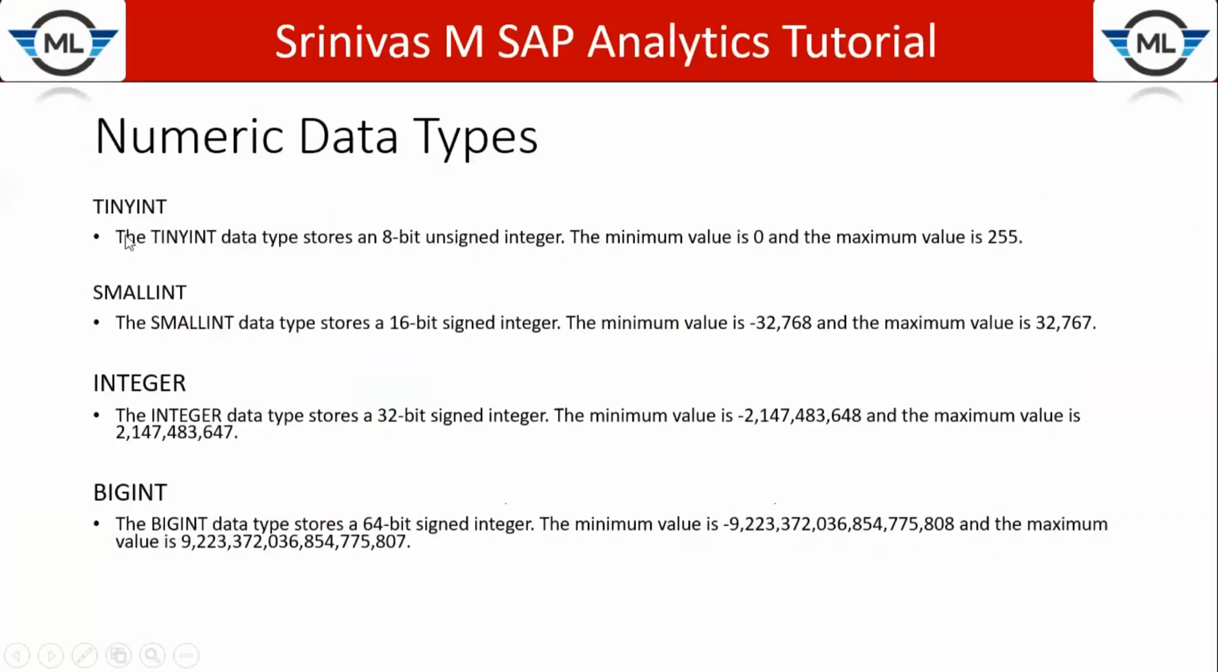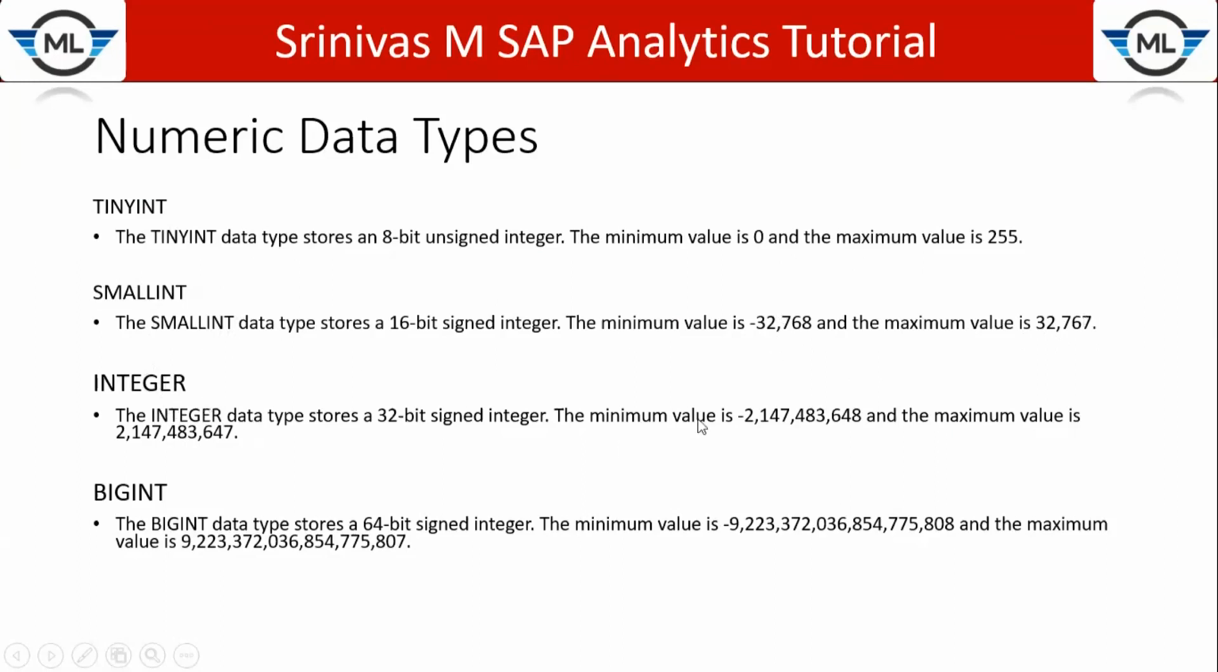So tiny int. When we define a column as tiny int, it is for when we have a requirement to store a value between 0 and 255. Generally you could define it as an integer also, but first let's go for small int and integer, then I will tell you one more point. When we use the small int data type, if we have a requirement to store a value between minus 32,768 and 32,767, then we go for small int.